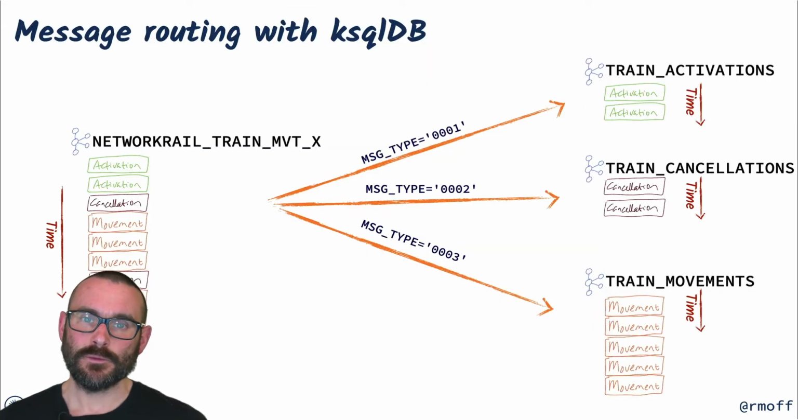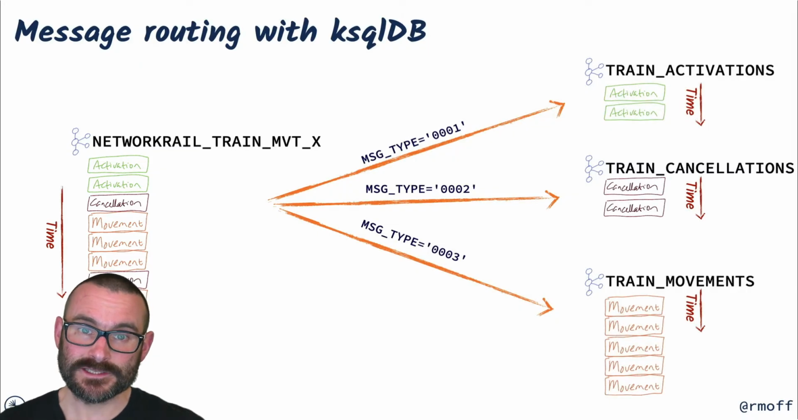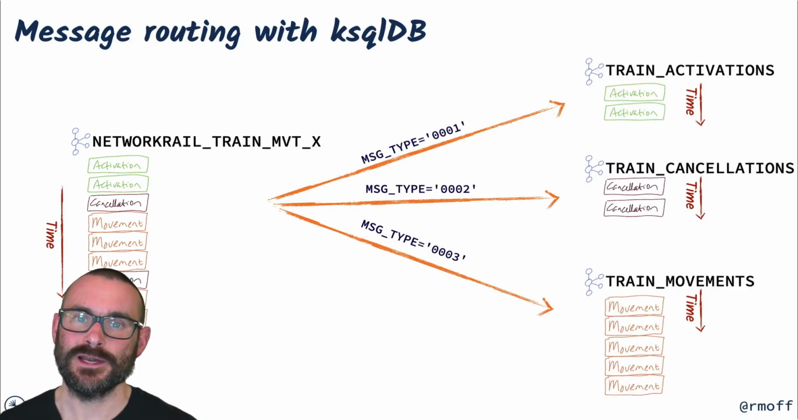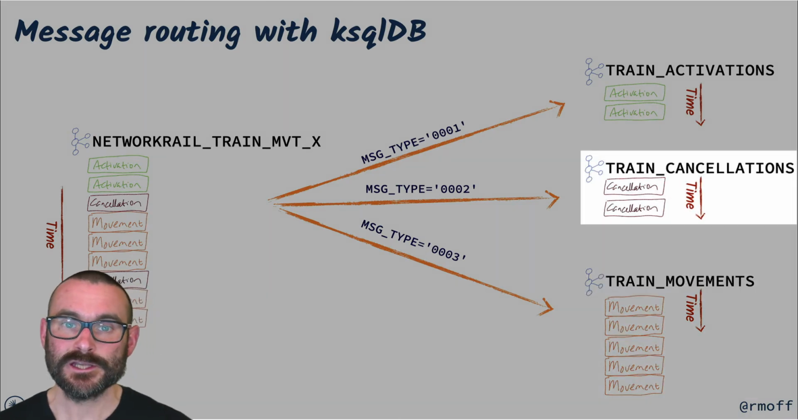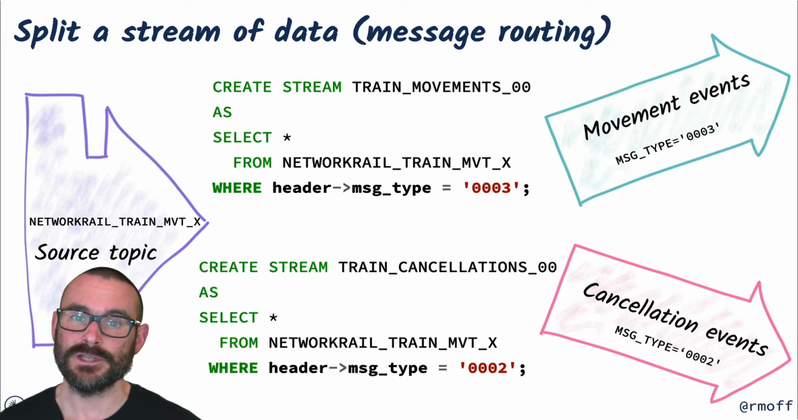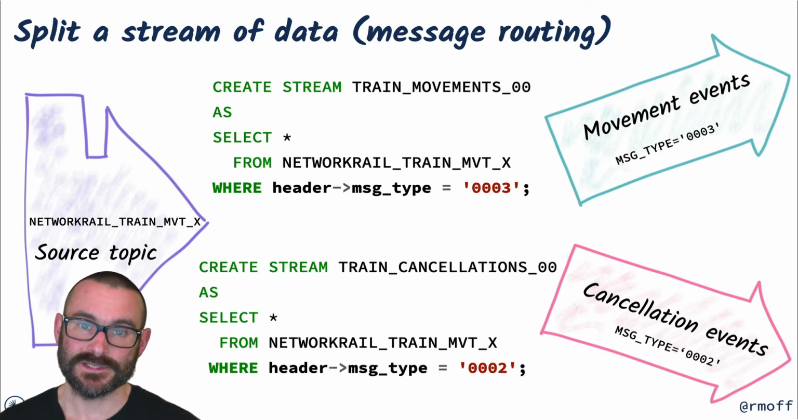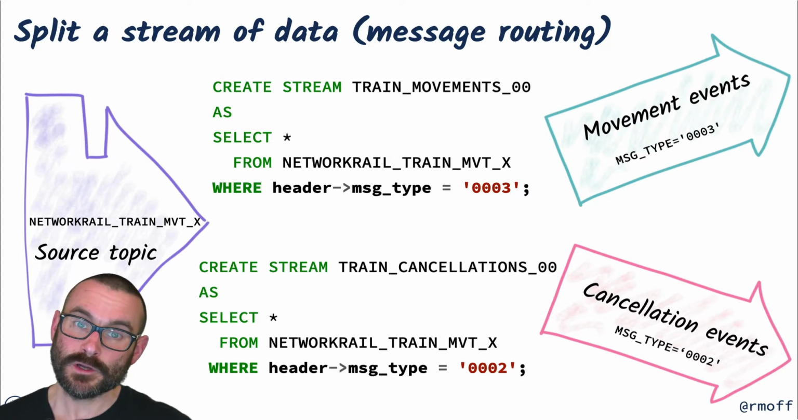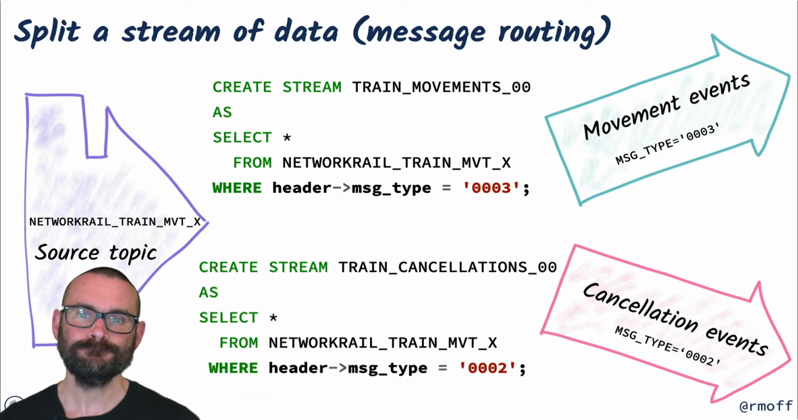So now we need to say, well, within that original source stream, we're going to split that out to separate target topics. So we're going to have a topic of movement events, a topic of cancellation events, and a topic of activation events. And we do this using KSQLDB. We say create a stream, select everything from the source where it matches this predicate. So we set up those separate split queries, and these run continuously and route all of the messages from the source out to the separate targets.